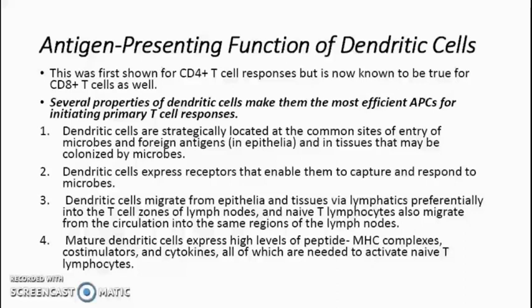Number two, dendritic cells express receptors that enable them to capture and respond to microbes. Number three, dendritic cells migrate from epithelia and tissue via lymphatics preferentially into the T cell zone of lymph node. And naive T lymphocytes also migrate from the circulation into the same region of lymph node. Number four, mature dendritic cells express high levels of peptide-MHC complex, co-stimulators, and cytokines, all of which are needed to activate naive T lymphocytes.